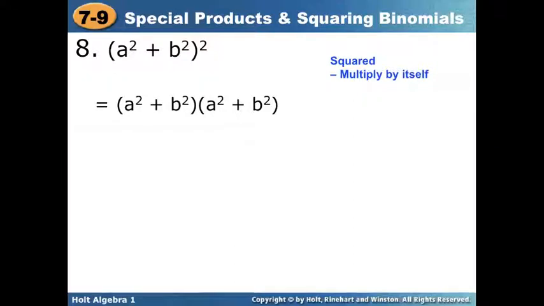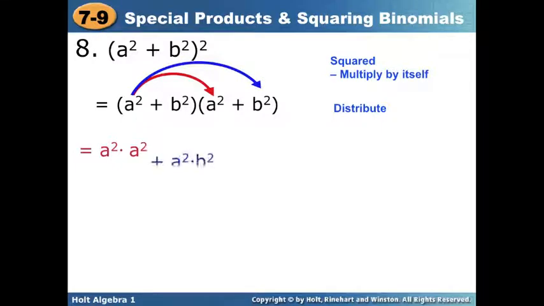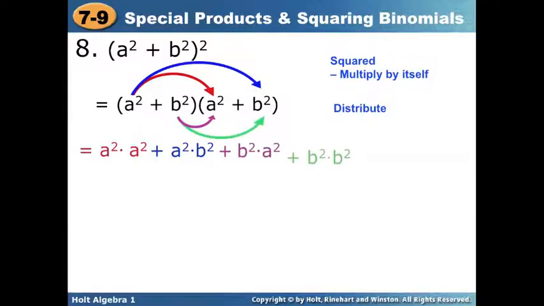The extra work you're not used to showing, like a squared times a squared, you may choose to show in this case. That way you can take it a step at a time. Continue to distribute a squared times b squared, b squared times a squared, b squared times b squared. You'll need to recall your exponent properties in order to simplify and find the products.